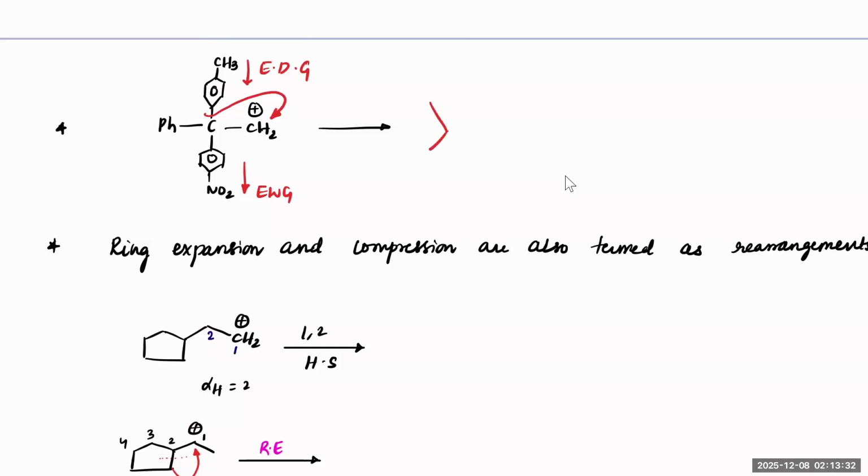So on doing that, we will get this as Ph, and this one plus NO2. And this particular carbon is connected to CH2, to which, so here this is the shift that has taken place, and a positive charge will be present on this carbon position.